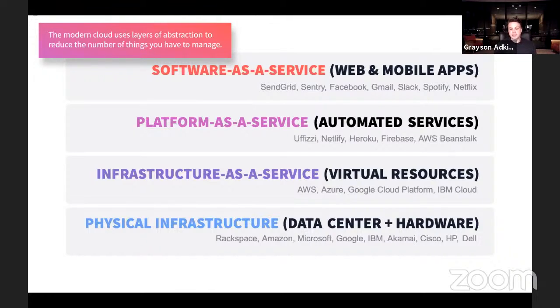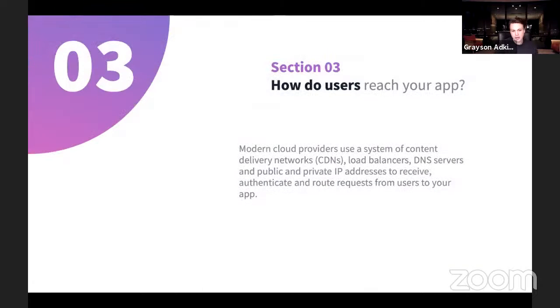So as I mentioned early on, there's really no best cloud, and trying to pick what layer makes sense for you. It may be the platform layer, it may be the infrastructure layer. It's probably not the physical layer. Probably one of the two in the middle is what makes sense for you to leverage when you're deploying your applications. Section 3, we're going to talk about how users reach your app.